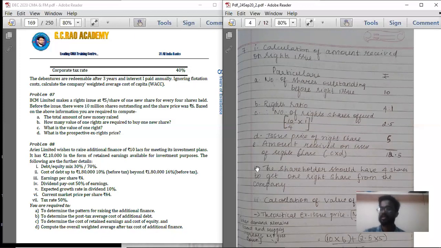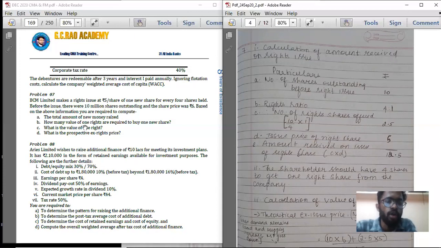So total shares outstanding is 10 million, and the share price was 6 rupees per share. Based on the above information, you are required to compute the total amount of new money raised. So 10 million shares divided by 4, since for every 4 shares you get 1 share, that is 2.5 million shares you are issuing. So 2.5 into 5, that is 12.5 million is the new amount of money raised. That is what they are asking us to calculate in point A.